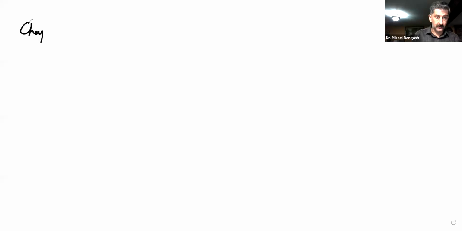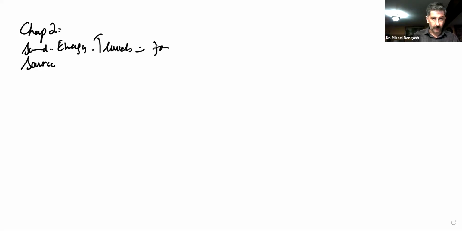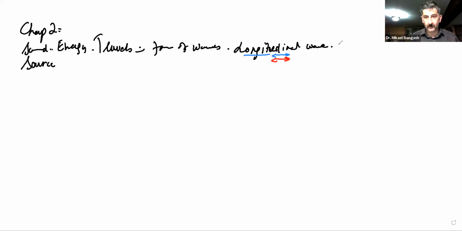Okay, so we'll continue on with chapter number 2. Now, what we said yesterday was just a brief review. First of all, sound was a form of energy. It travels in the form of waves, which is going to be a longitudinal wave. Why was it a longitudinal wave? Because if the particles move back and forth like this, the wave will either be traveling in this direction or in this direction.